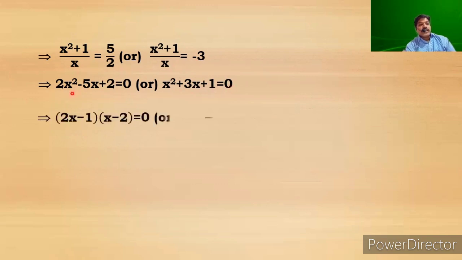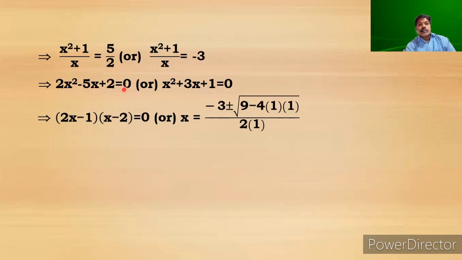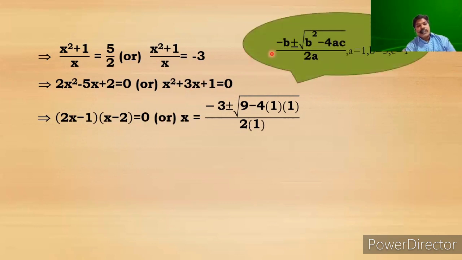Take the factorization here. 2x square minus 5x plus 2 is equal to 0. You know students how to factorize this one. So just do the factorization here. 2x minus 1 into x minus 2 is equal to 0, or so it is in the form ax square plus bx plus c. So you have to take the formula once again, minus b plus or minus square root of b square minus 4ac by 2a. So x square coefficient is a and x coefficient is b, and the constant is c. So a is equal to 1, b is equal to 3, and c is equal to 1. Replace all these values into the formula.